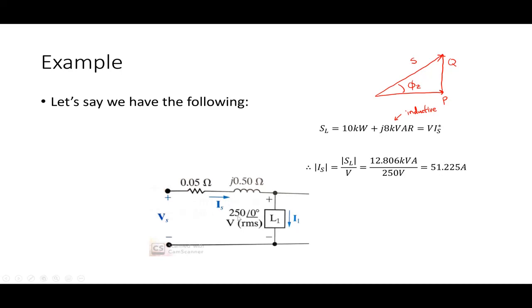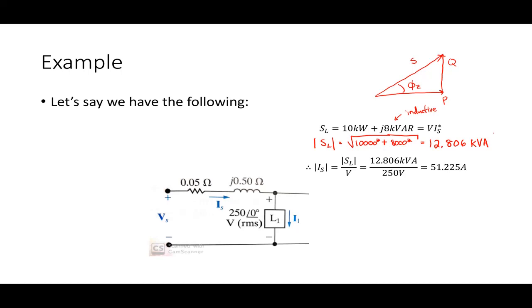So to do that, I say the magnitude of SL, which I call the apparent power, right? That would be the square root of 10,000 squared plus 8,000 squared. If I do that calculation, I end up getting 12.806 times 10 to the third, or I'm going to write it as kilovolt amperes. All right, because it's apparent power, I write it in volt amperes.